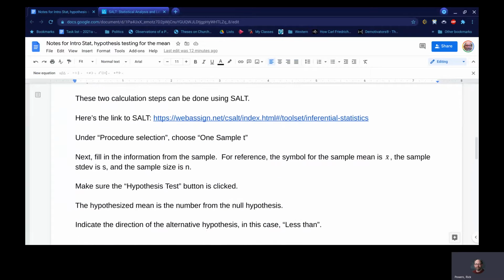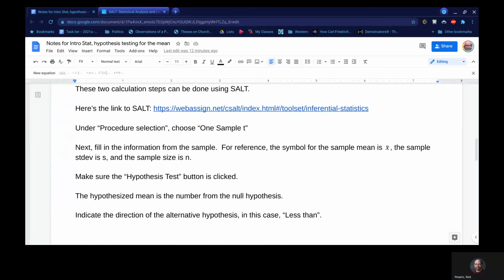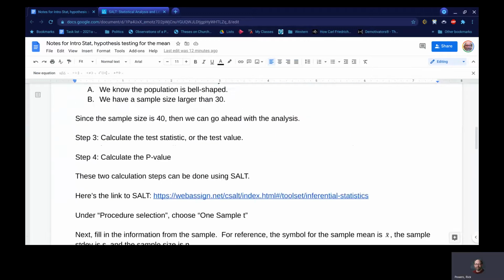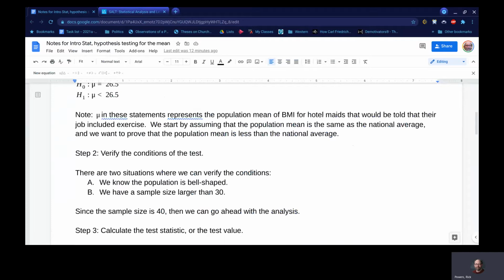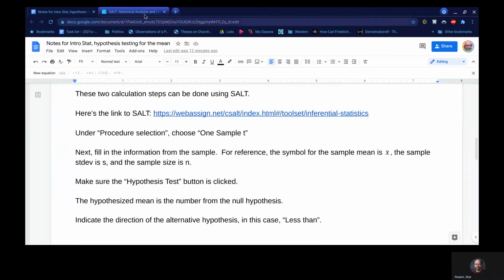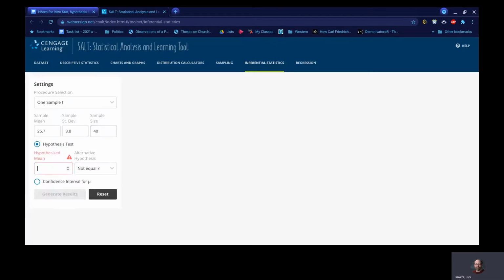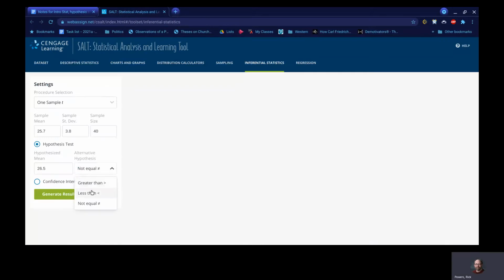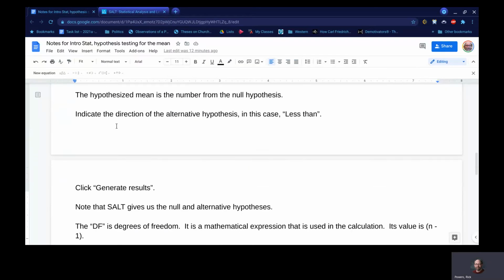Make sure the hypothesis test button is clicked. The hypothesized mean is the number from the null hypothesis. So that would be the 26.5. And indicate the direction of the alternative hypothesis, in this case, less than. Click Generate Results.